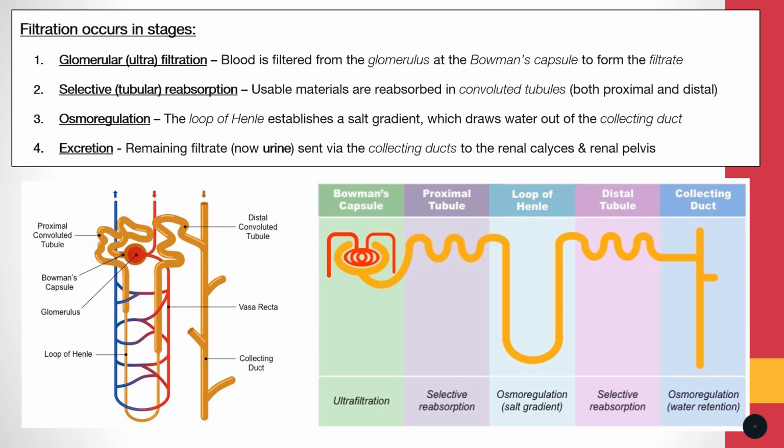This is all that I have for lecture 1. In lecture 2, we're going to talk a little bit more about how the kidneys help to maintain pH and water balance, and some of the disease processes and illnesses that you can have with the urinary system.